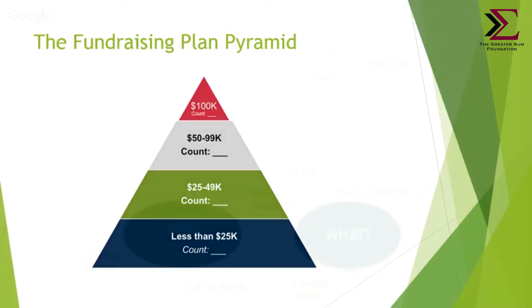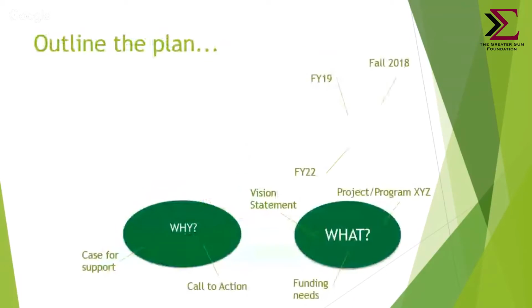You always want to create more asks than anything, because if you ask 50 people and only 25 give, that's fine. You ask 50 people.